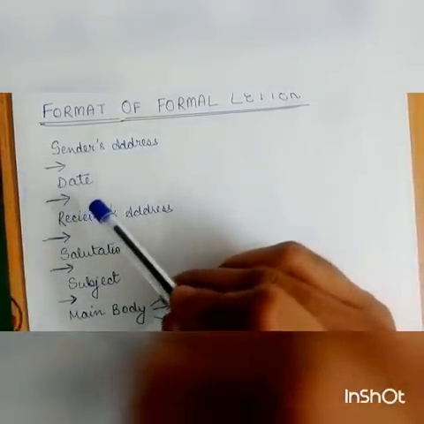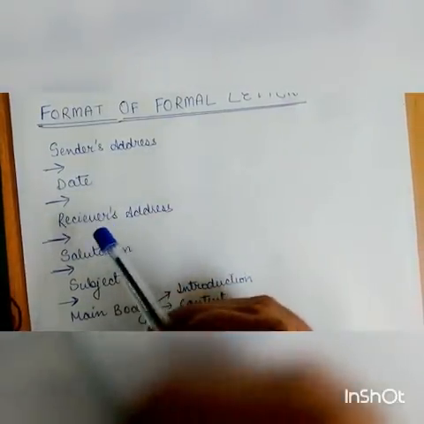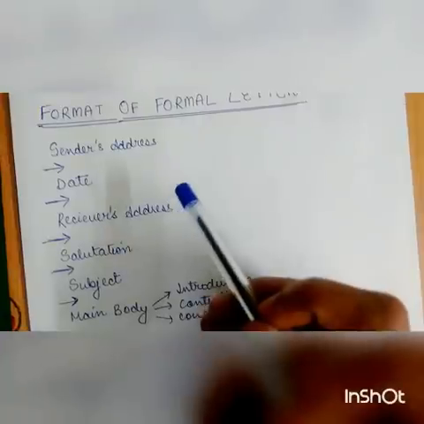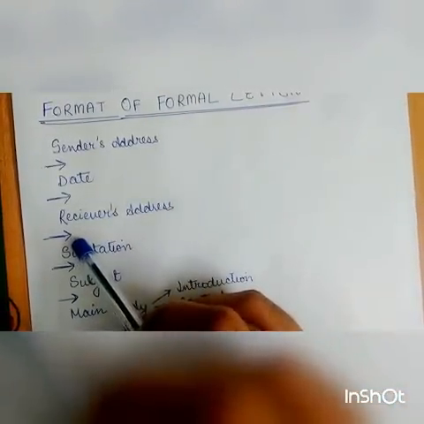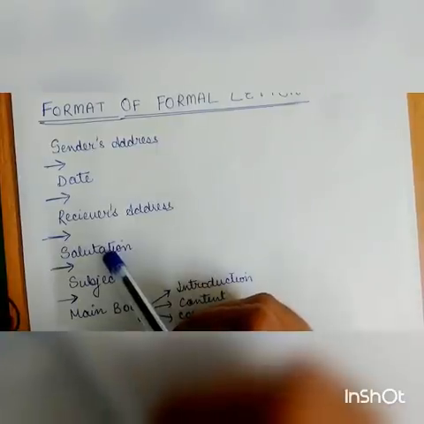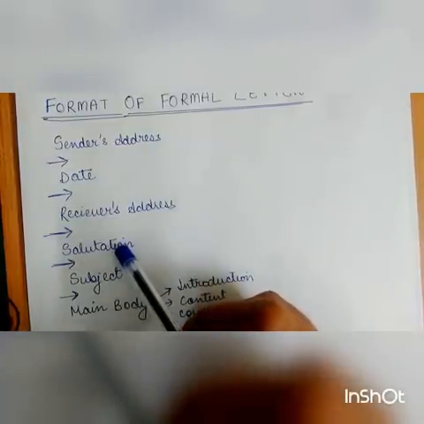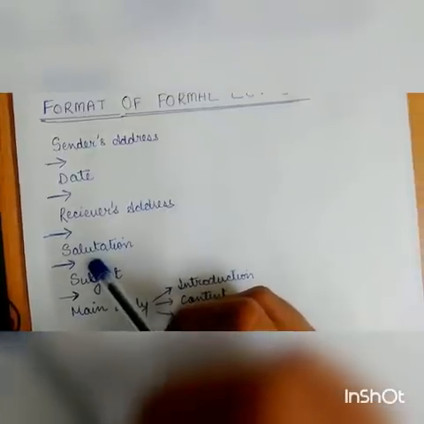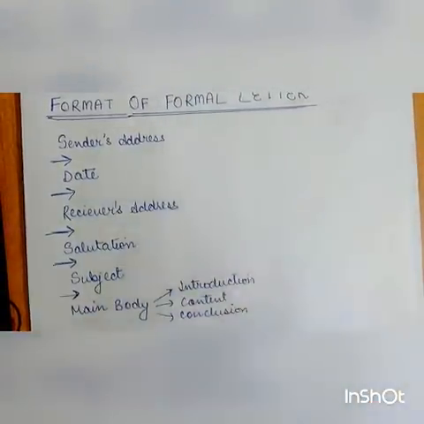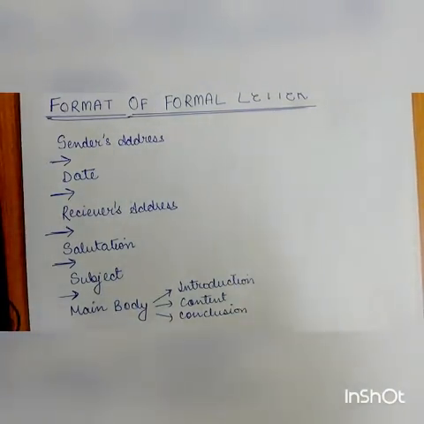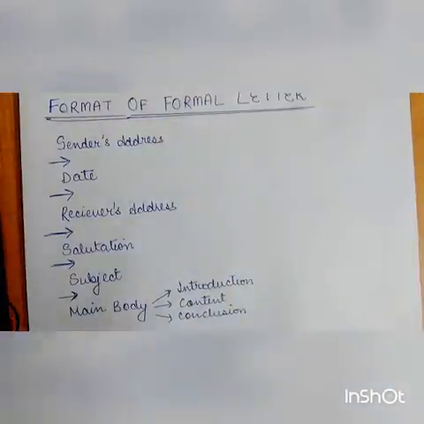After writing the date, you have to again leave a line and then write the receiver's address, that means the concerned authority to which you're writing the letter. Then after leaving a line, you have to write the salutation. Salutation means sir or madam, to whom you're writing the letter. And then after writing the salutation, leave a line and write the subject. Remember, many of you make this mistake: you write the subject before the salutation, but it's wrong. Subject always comes after the salutation.